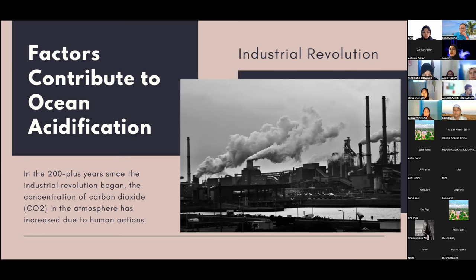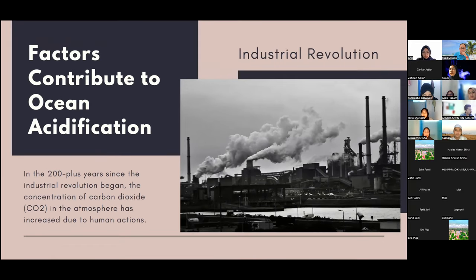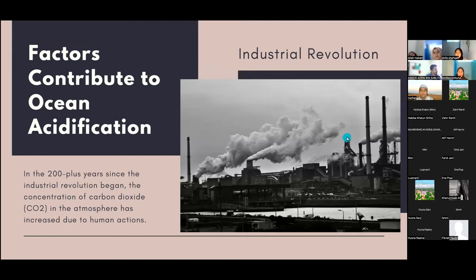So we see that the Industrial Revolution began around 200 years ago, plus or minus. Starting from the Industrial Revolution, the concentration of carbon dioxide in the atmosphere has increased due to our activities and actions. And this is only the beginning.